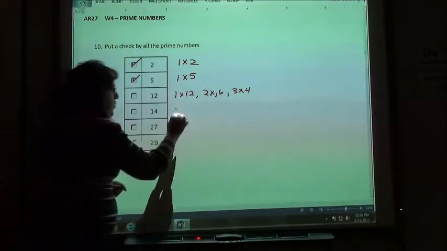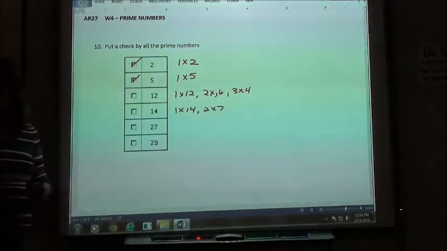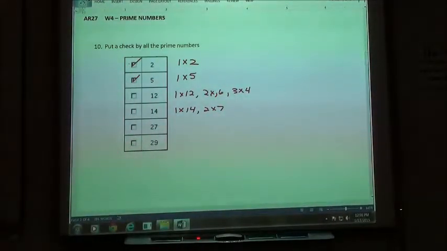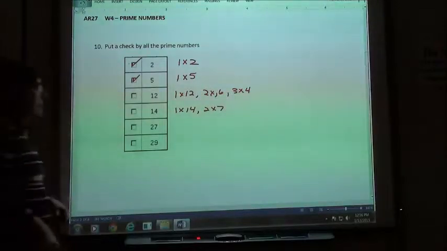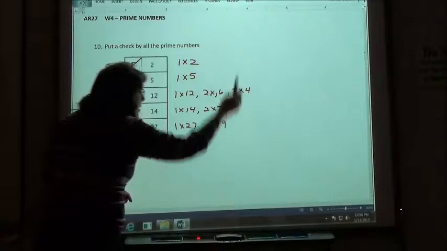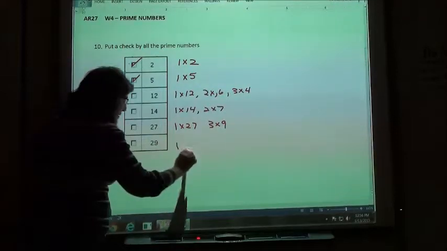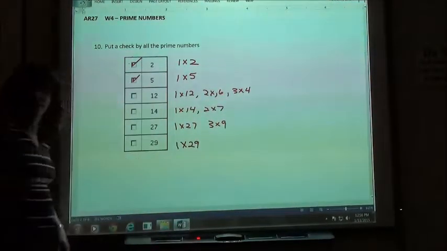14, 1 times 14, 2 times 7. Again, that's a composite number. It's got more than one pair of factors. 27, 1 times 27, 3 times 9, not prime. 29, however, there's only one way to get 29. 1 times 29.